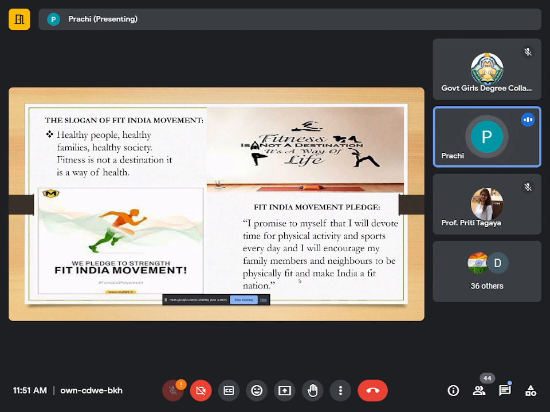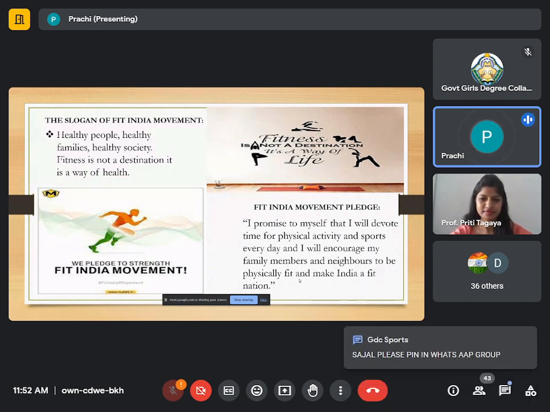I would also like to say fitness is not a destination, it's a way of life. It's the choices we make in our day to day lives. The Fit India movement pledge is: I promise to myself that I'll devote time for physical activity and sports every day and will encourage my family members and neighbors to be physically fit and make India a fit nation.